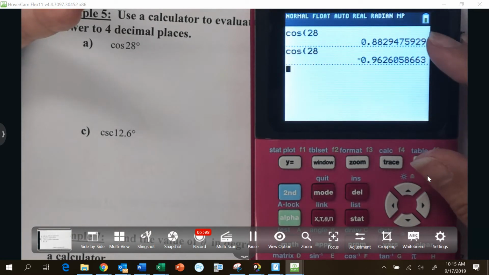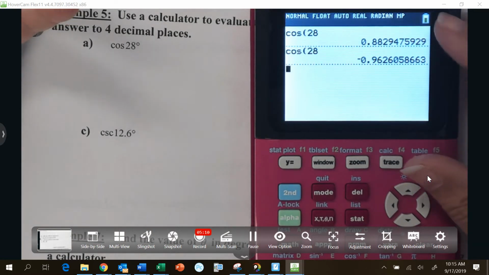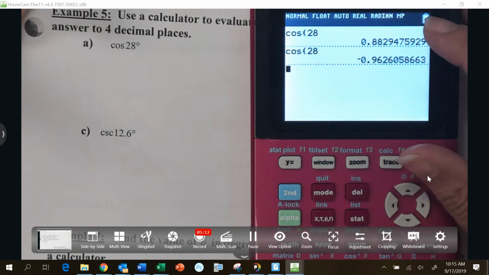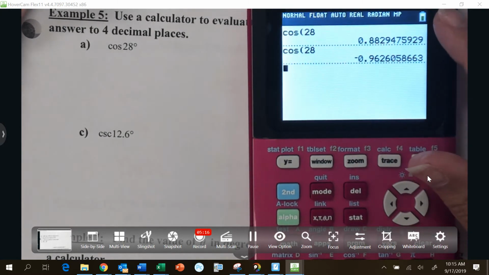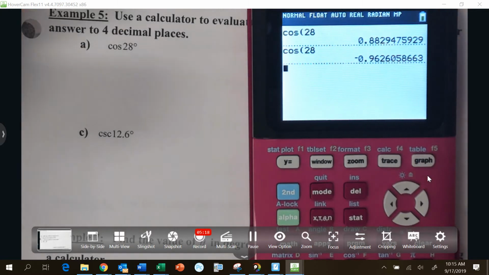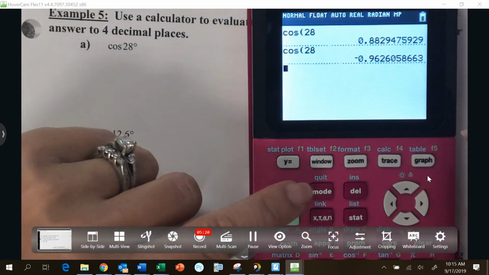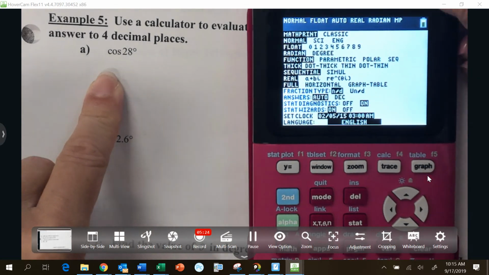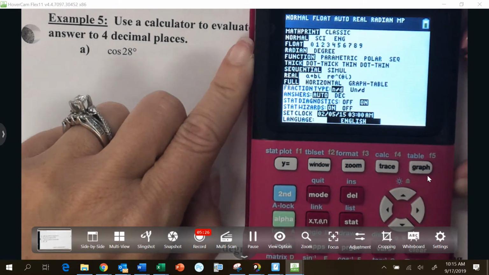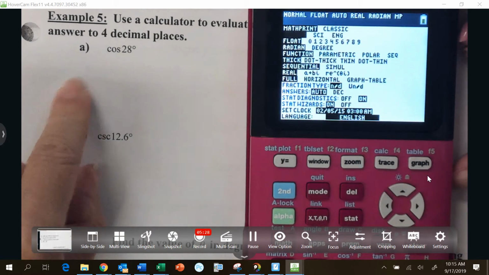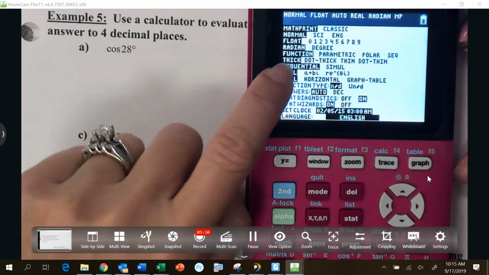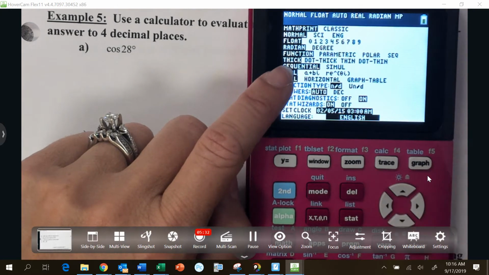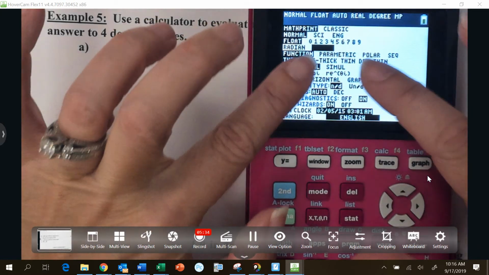So what happens on tests? People will have it in the wrong mode. And they don't even think about it, and they miss the question entirely because they didn't have it in the correct mode. So how do we know what mode to put it in? What are we typing in? Your calculator has no idea. It cannot see your worksheet. You have to tell your calculator that I am typing in cosine 28 what? Degrees. You have to tell it it's degrees.